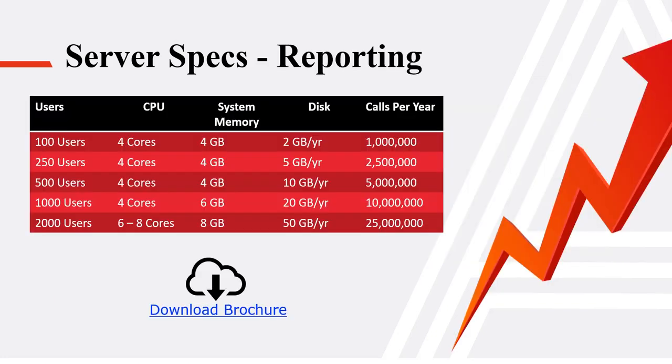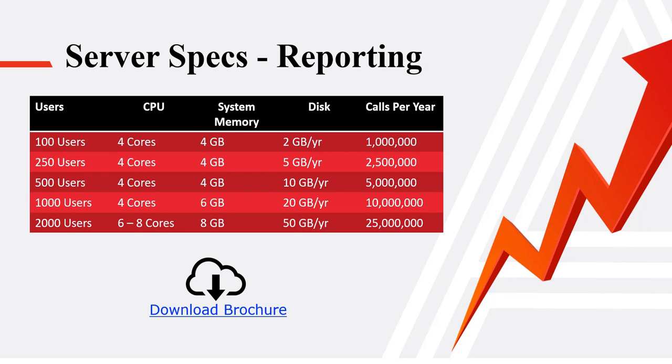Okay, so let's talk server specs. For reporting, again, all of these, it's a single server, one ACR server. But for reporting, the default server spec is a quad-core CPU and 4 gigs of RAM. That's going to support up to a 500 user system. If you get to 1,000 users, you're still on a quad-core, but maybe want 2 additional gigs of RAM, so 6 gigs of RAM.